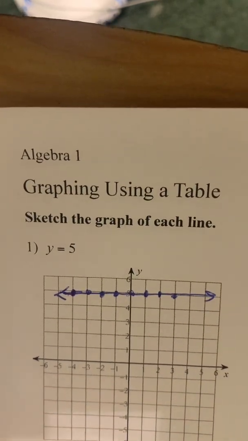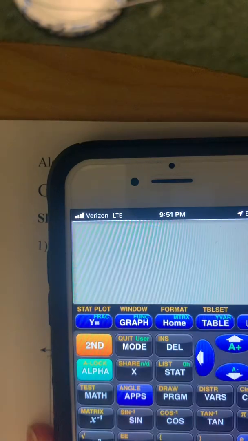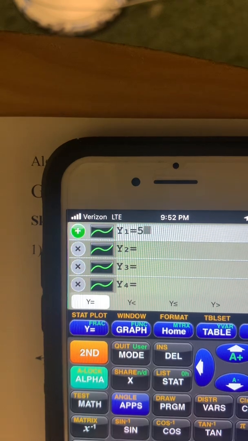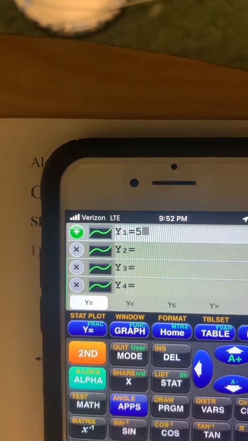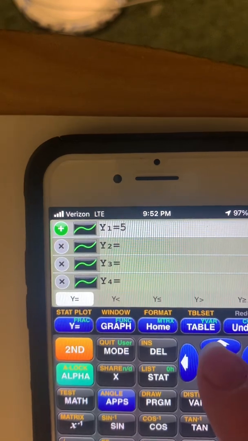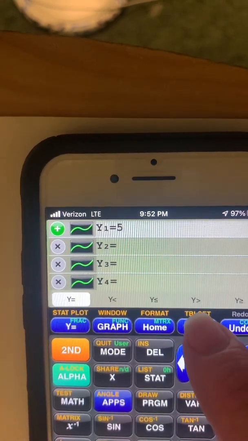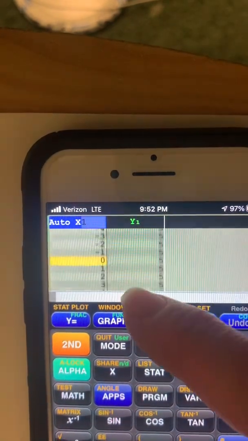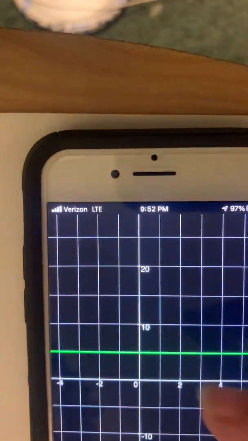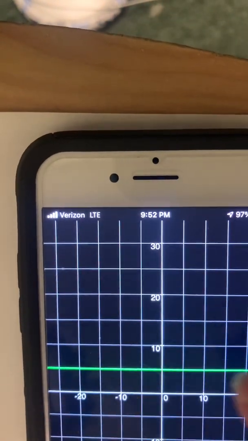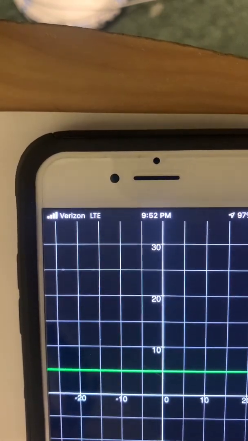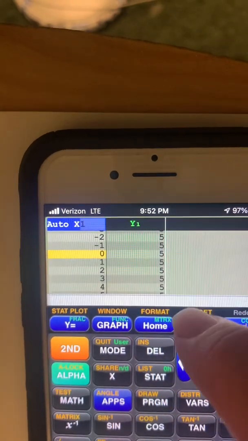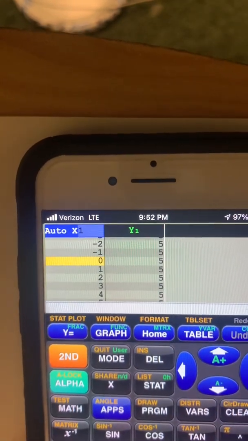So let's look at the same thing on the phone. I go to my y equals, clear out my old one, type in 5. Now this is a little bit different, okay? Because on the phone, the table button is right here. So if I go to table, my table button is right there. You can go to your graph and you can look at it. You can see it's a horizontal line. But again, go to your table. Notice y is always 5. This is called a constant function.